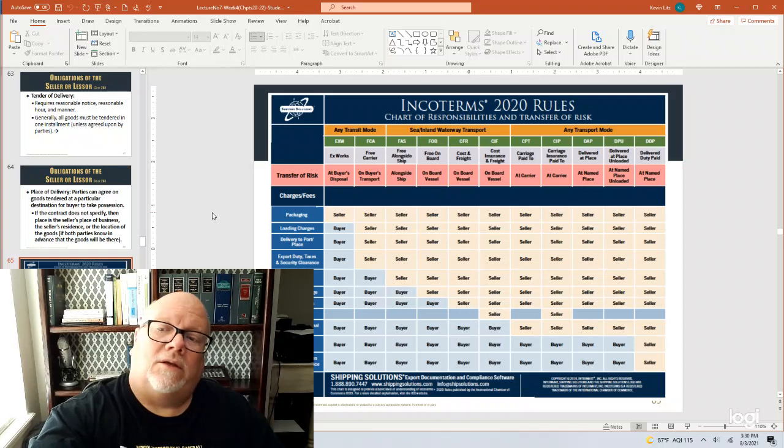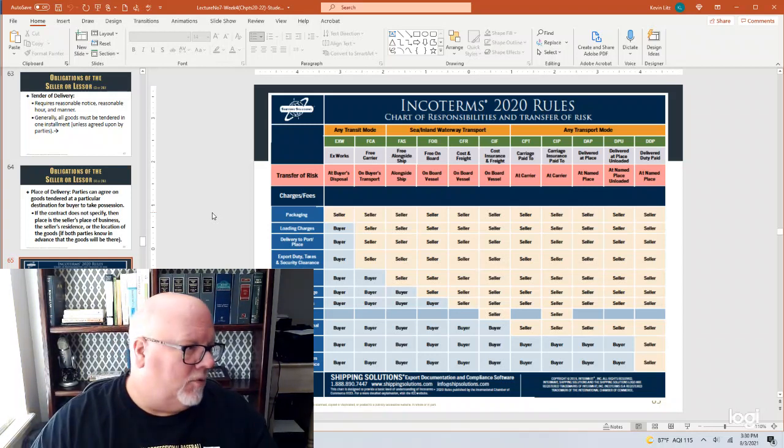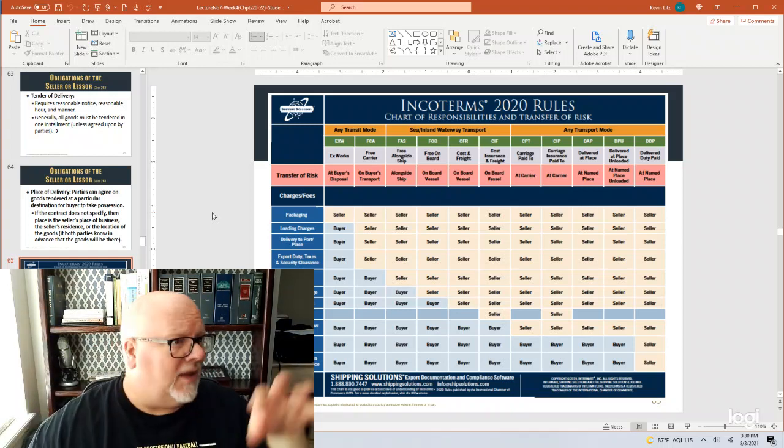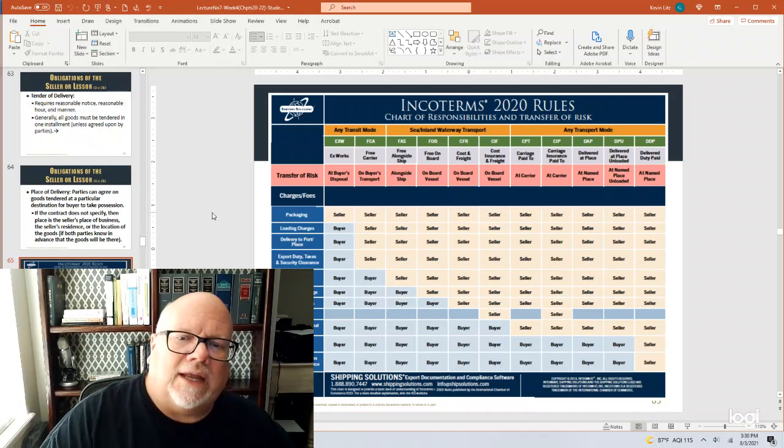Conversely, all the way to the right, if we agree to the delivery duty paid term, I, the seller, have to do everything. I've got to package it. I've got to load it up. I've got to put it on a ship. I've got to get it to you. I've got to pay customs. I've got to pay insurance all the way until you get it.